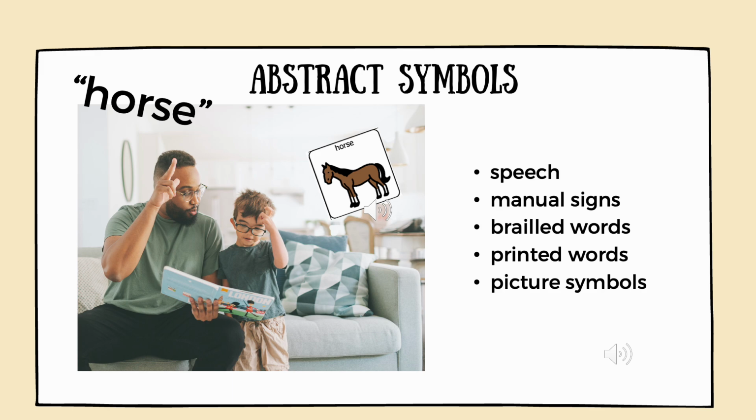So this is a really important stage. Now these symbols are abstract because they are not physically similar to what they represent. We've all simply agreed that HORSE means that animal, but the look of the word or the look of the picture doesn't necessarily always match what it represents.